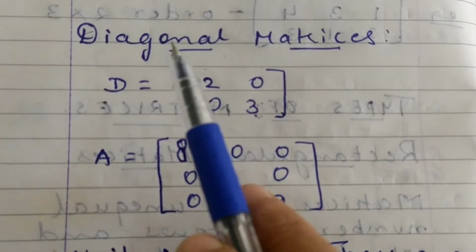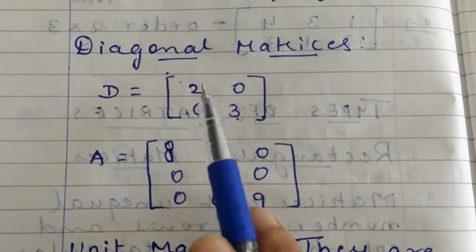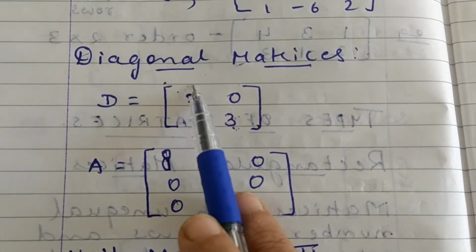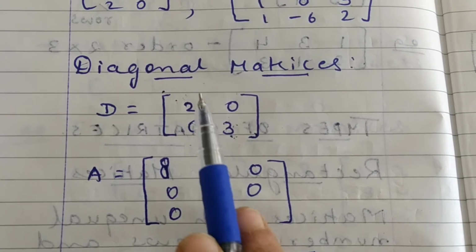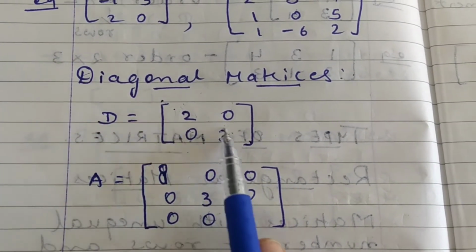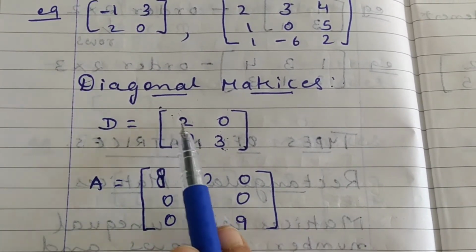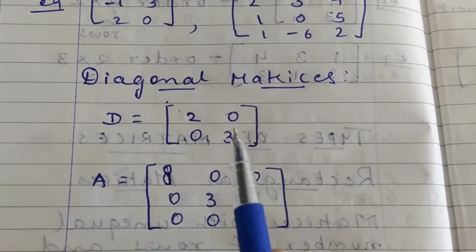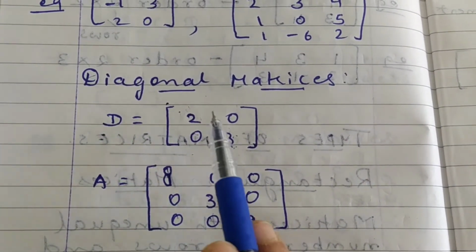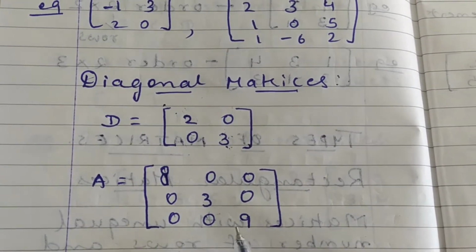Now let us see what is a diagonal matrix. A diagonal matrix is a matrix in which the diagonal elements are non-zero. We know what a diagonal is. Say for example, if this is a rectangle or a square, then you know this is the diagonal. So here if the diagonal elements are non-zero, that means they are not zero, and all other remaining elements are zero, then it is called a diagonal matrix.